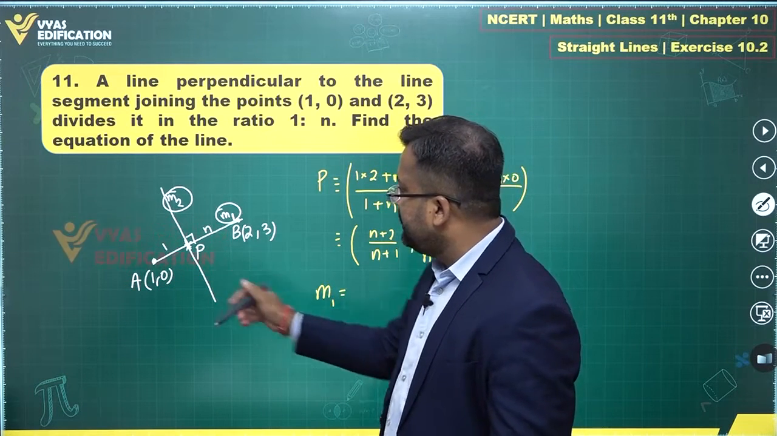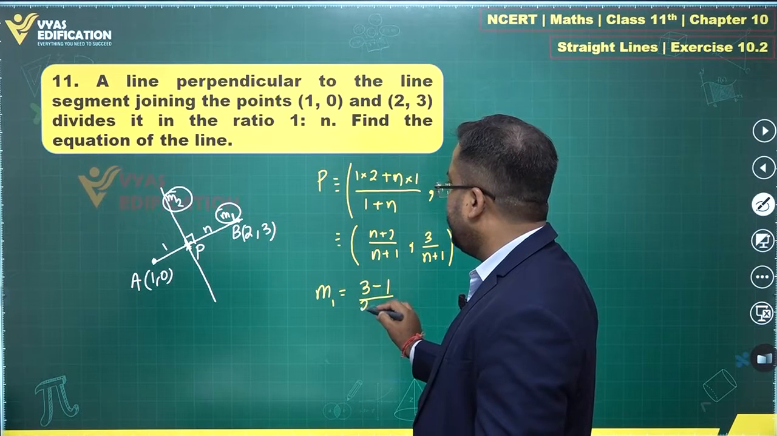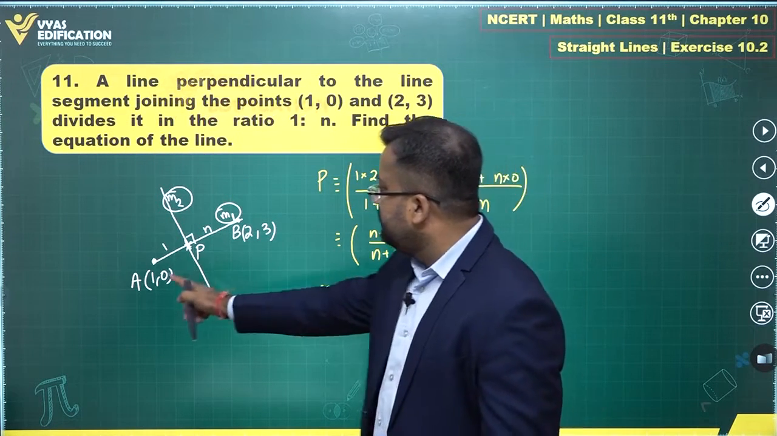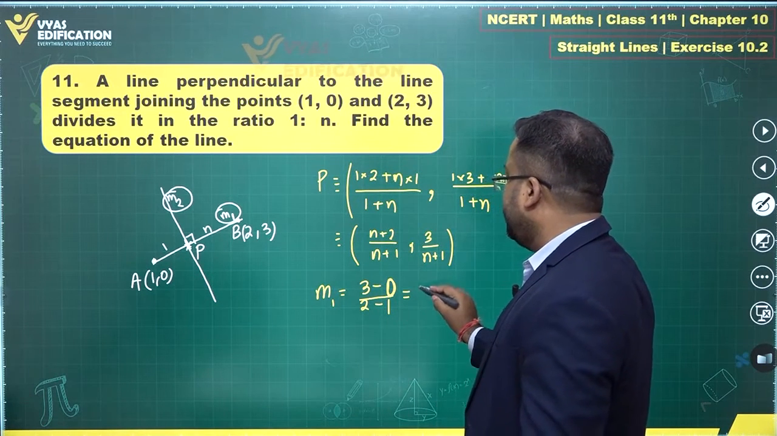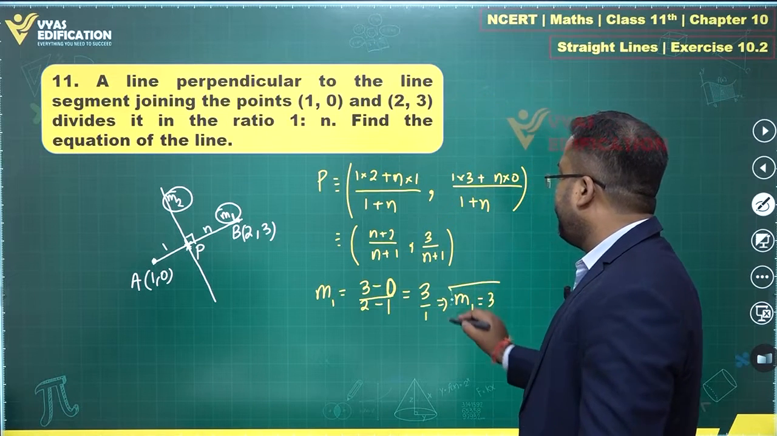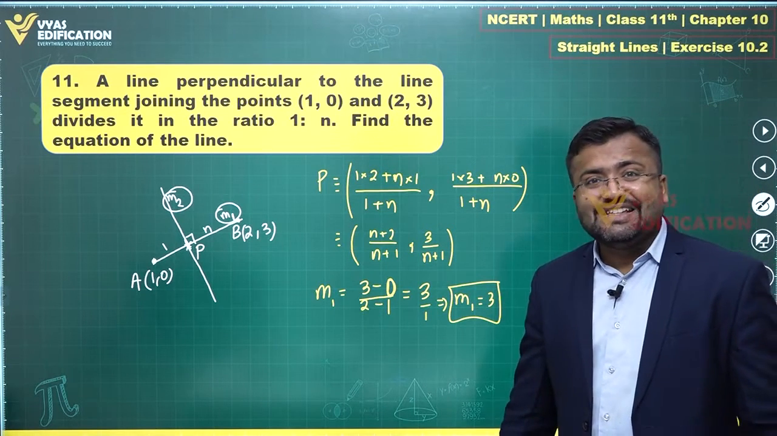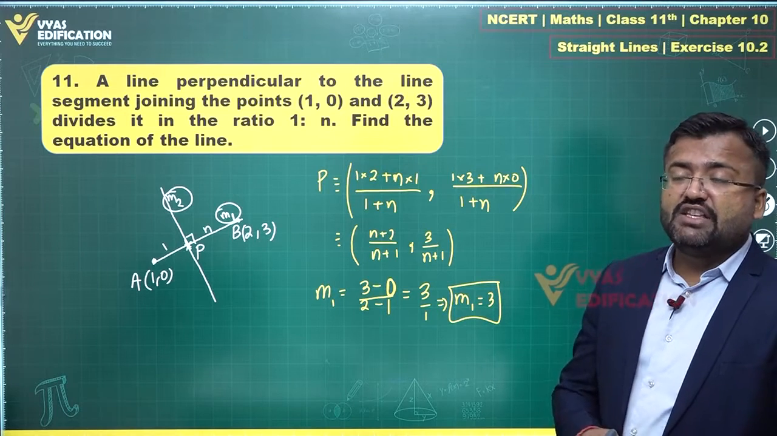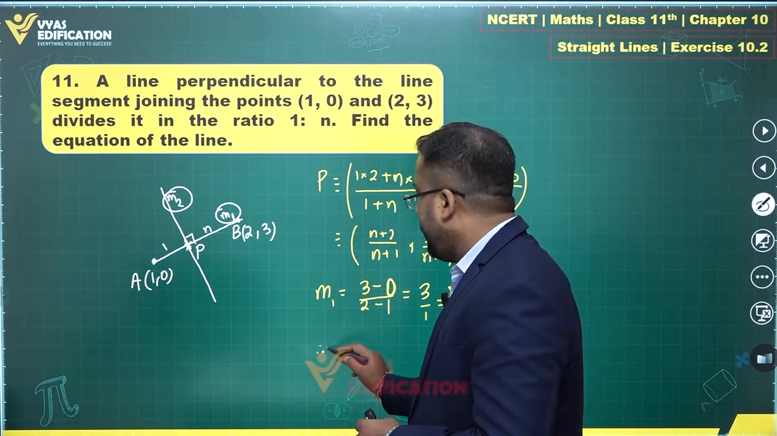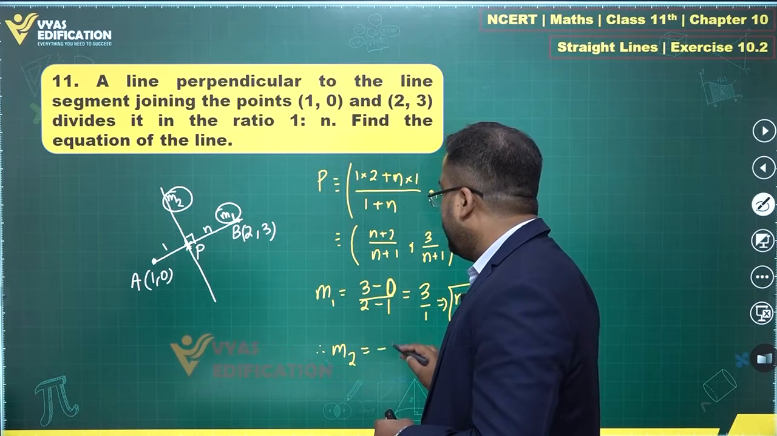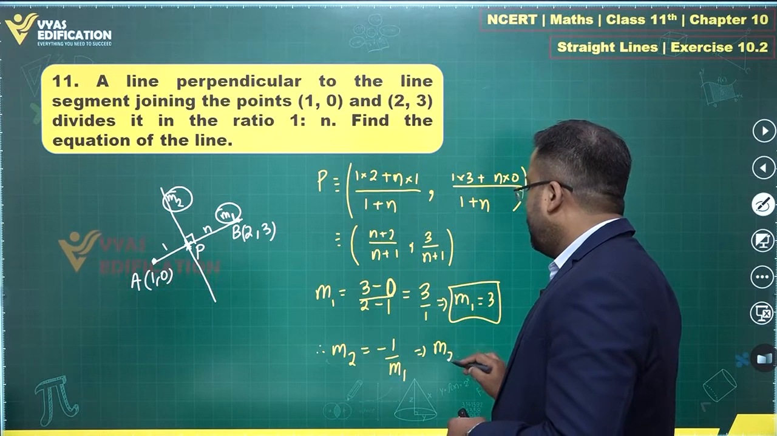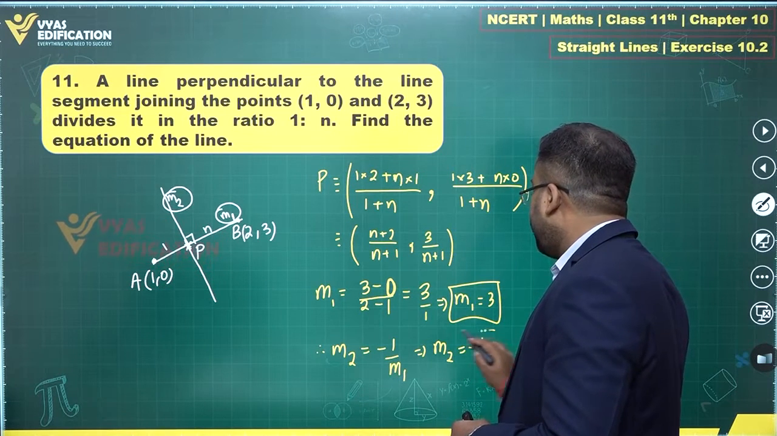Okay, can you also find the slope m1? m1 is the slope of this line, which is y2 minus y1 upon x2 minus x1. 3 minus 0, mind you, upon 2 minus 1. This is 3 upon 1, which tells me m1 is equal to 3. If you have found m1 easily, can you find m2 as well? m2 is the slope of the perpendicular line. So m2 is equal to the negative reciprocal of this. This tells me m2 is equal to minus 1 by 3.